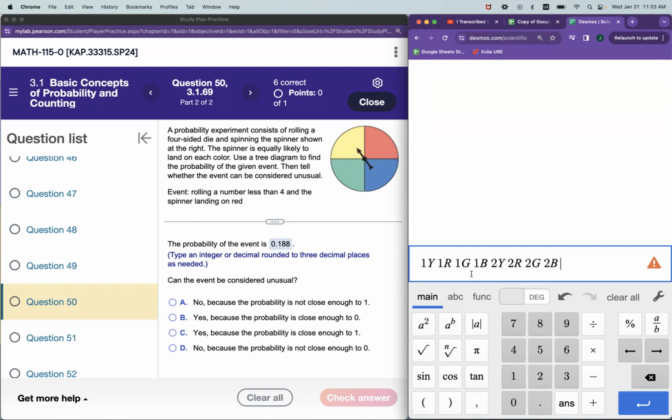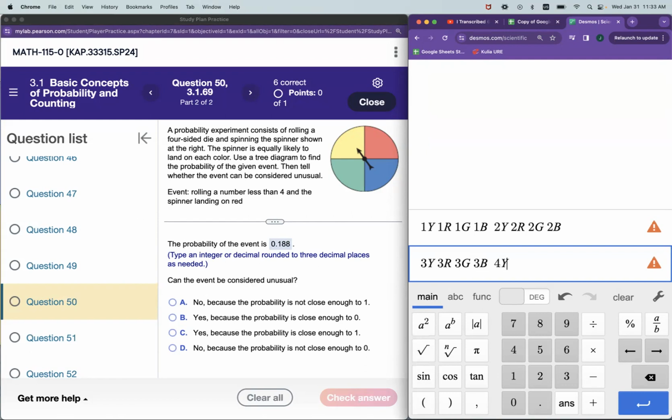Oh, I missed one. R, Y, R. No, that's right. Just space these out a little bit. Okay, and then you have the same thing for 3, right? 3Y, 3R, 3G, 3B.